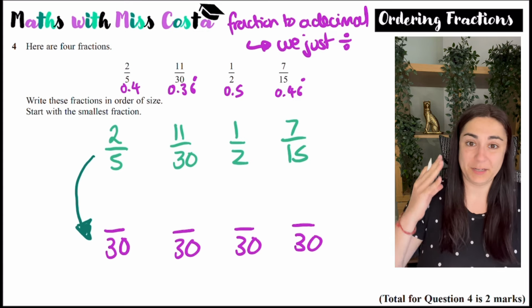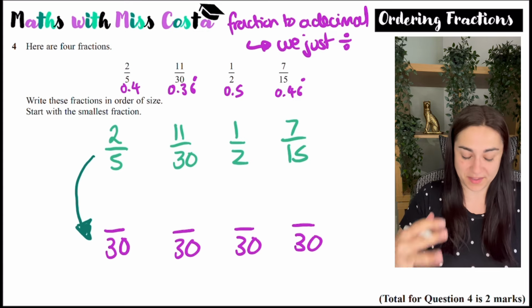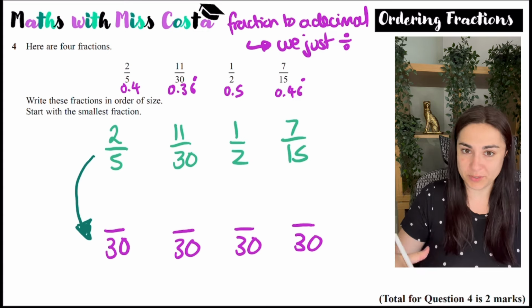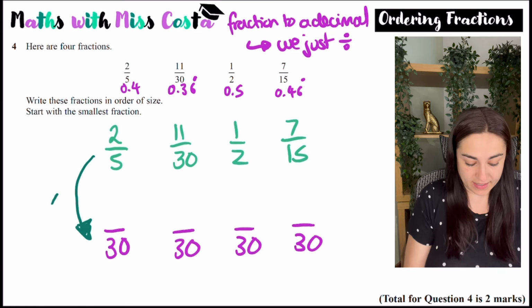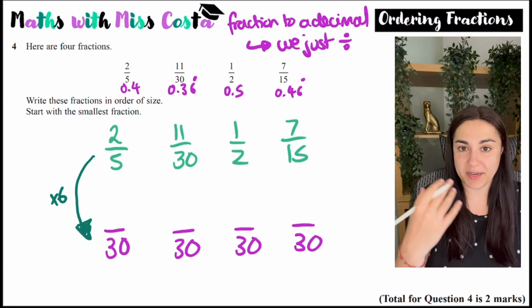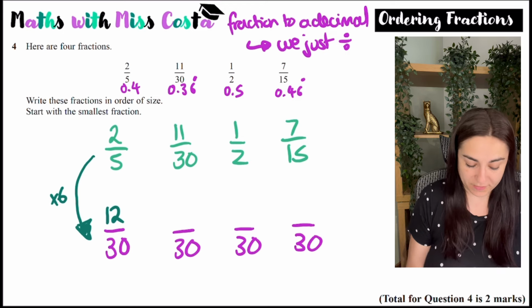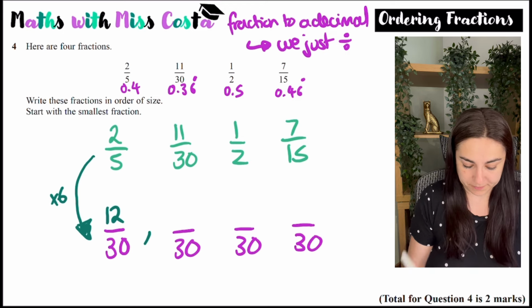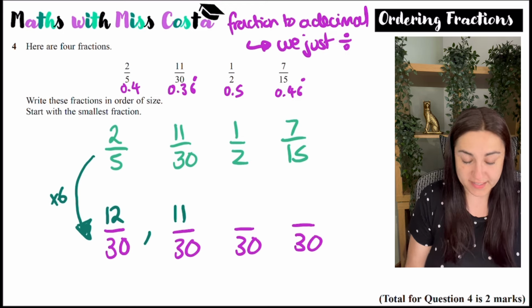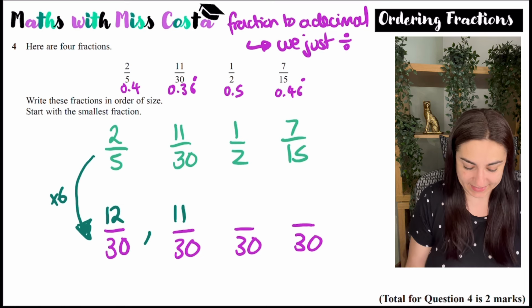So if I've changed my denominator from 5 to 30, what have I multiplied 5 by to get to 30? I multiplied it by 6, so I'm going to have to multiply my numerator by 6 as well in order to keep the fraction equivalent. So that would be 12 out of 30. 11 over 30 stays the same because the denominator stays the same.